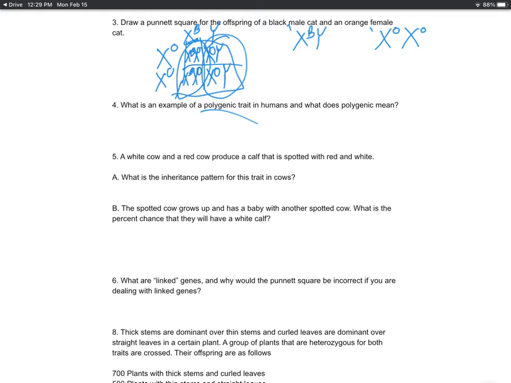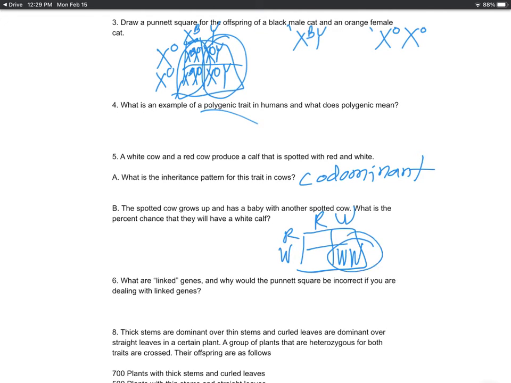White cow and red cow produce a calf that is spotted red and white. It contains both red and white, so that's going to be codominant. Spotted cow has a baby with another spotted cow. What's the percent chance they have a white calf? So spotted cow will be RW, and there is a 25% chance they will have a white calf.